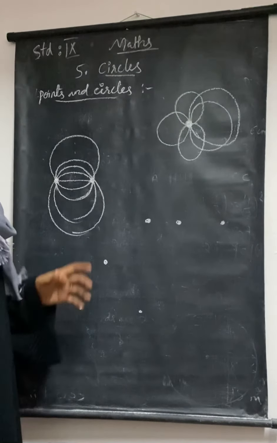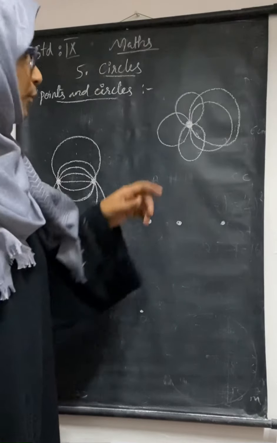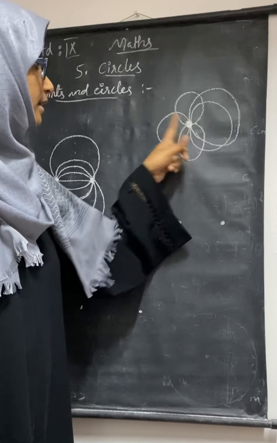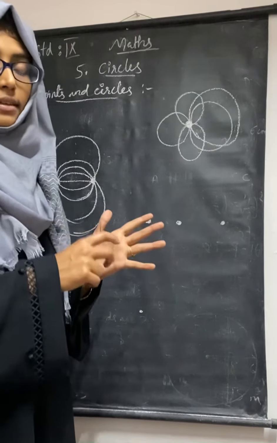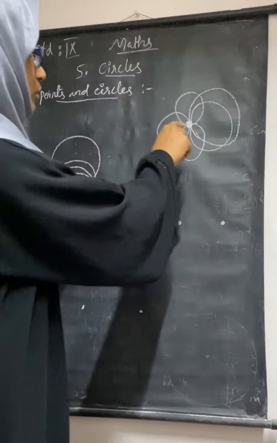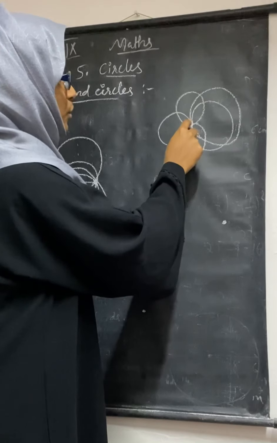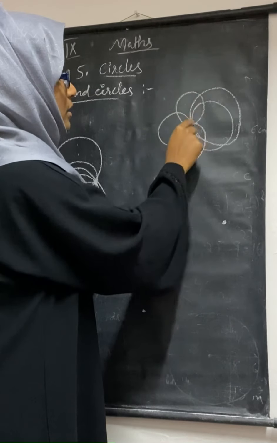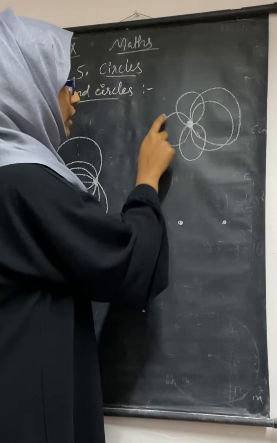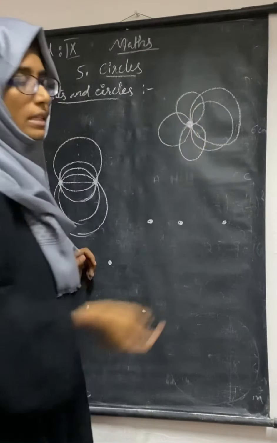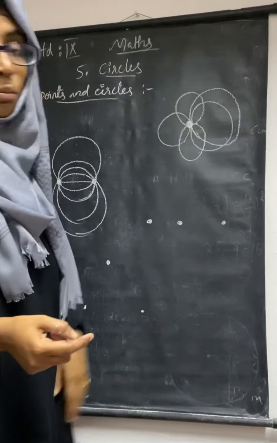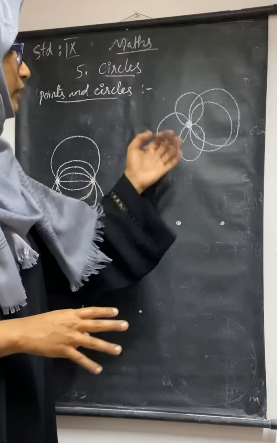Next topic is points and circles. I am going to put one point here. Through that one point, how many circles can we draw? It means every circle has to pass through that one point. So I can show you: one circle is drawn here, and a circle is drawn here, one more, and many circles you can draw through this one point.